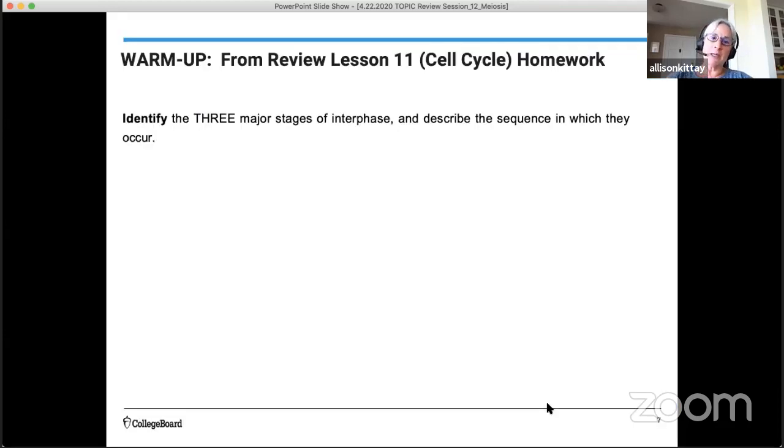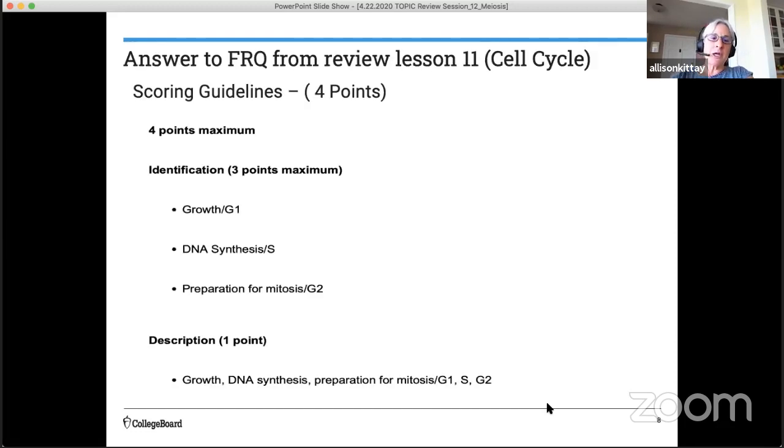If you have been following along with us, our warm-up is always the homework from the previous lesson. Yesterday's lesson was on the cell cycle and mitosis, and I simply asked you to identify the 3 major stages of interphase and then describe the sequence in which they occur. So go ahead and jot these down. If you have your homework, go ahead and get it so we can compare to the scoring guidelines.